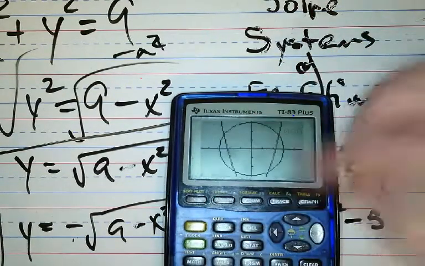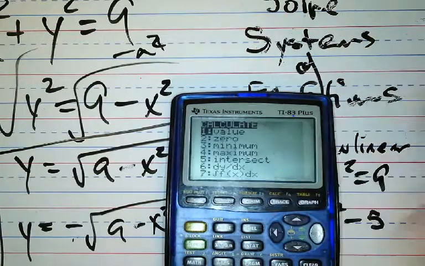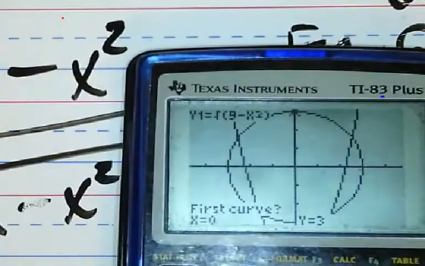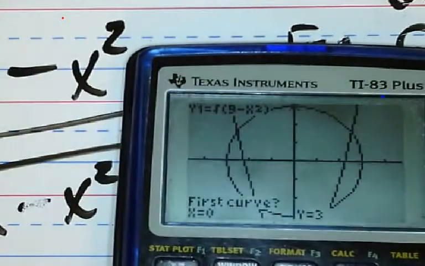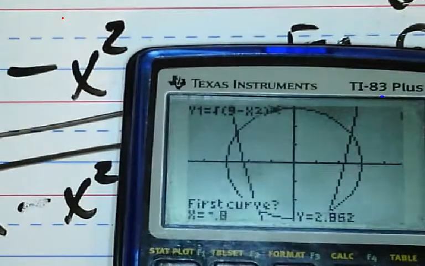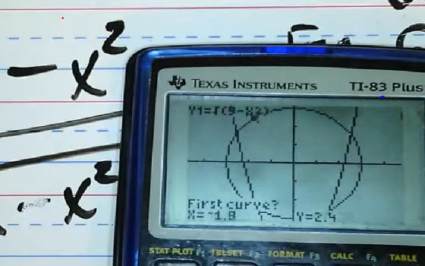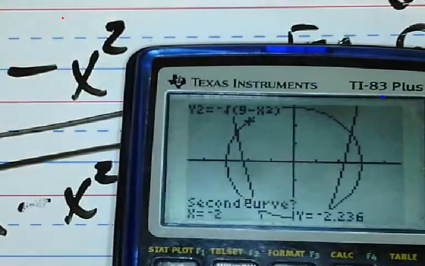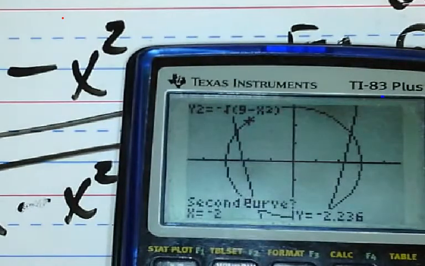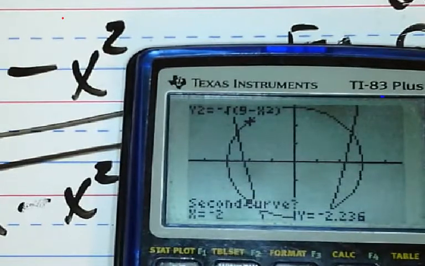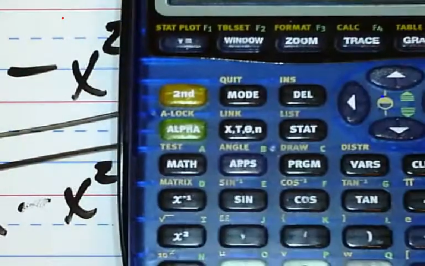So whenever I graph this guy and I'm looking for something, it'll say, like it says right there, first curve, and so you have to look, where am I? Can you see where it is? Yeah, it's on the circle at top. It's on the top circle. So you say yes. Now then, it's on the bottom circle. So what you want to do is hit the down arrow or the up arrow, and you'll go to the next one.